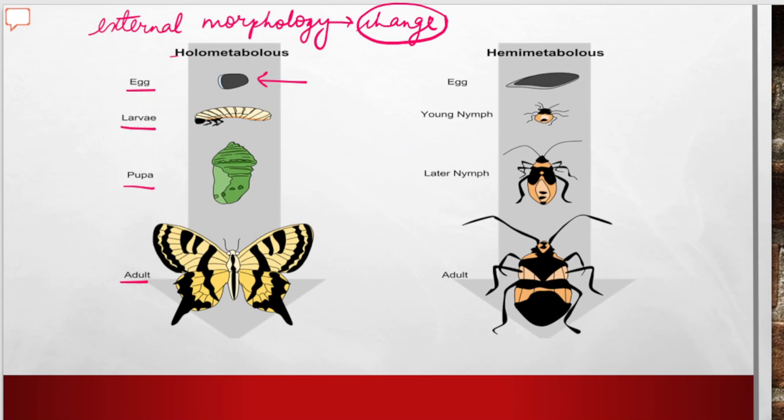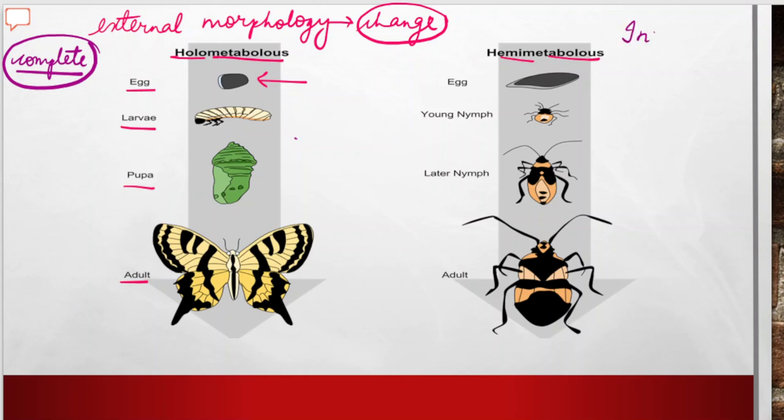Now here there are two words written, holometabolous and hemimetabolous. Let's speak about these two words. Holometabolous means complete metamorphosis. Complete metamorphosis means the egg, larva, pupa and adult. If you look at this diagram, all the four are very different from each other. They are not identical. The outer appearance is totally different. All four stages are very different from each other, so we say it is complete metamorphosis.